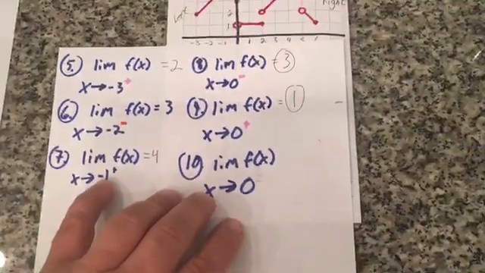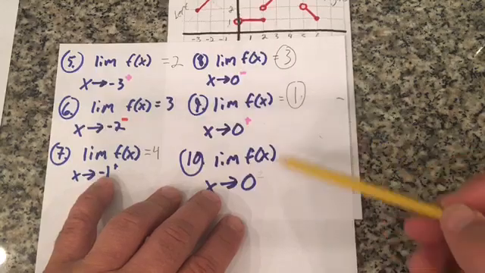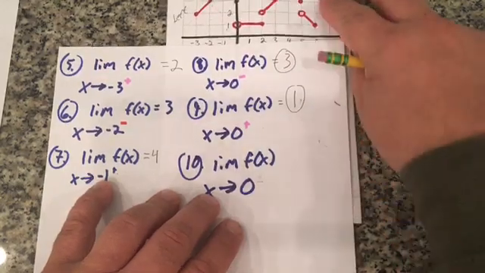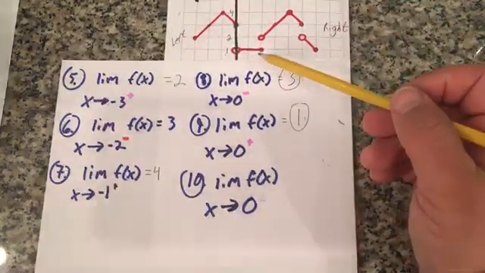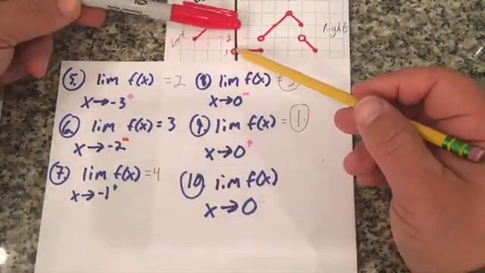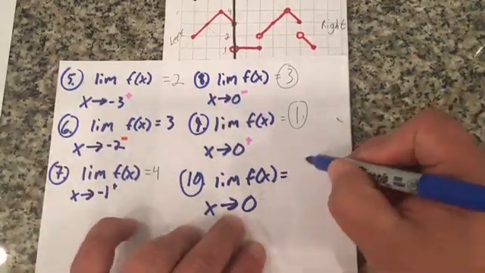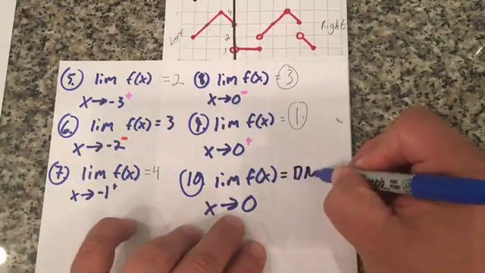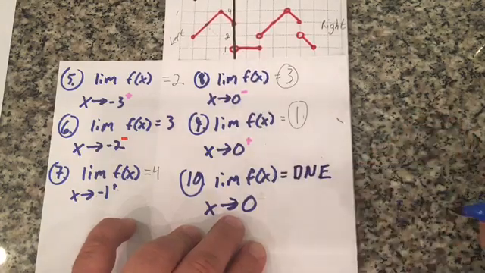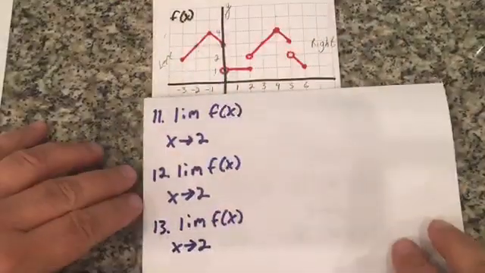Now we know the answer to this because from the right, it was 1. From the left, it was 3. And because they don't equal one another, as I get closer and closer to 0 from the left and right, notice they're disjoint, they're not together. And then you're supposed to jump up and down and say, the limit does not exist.